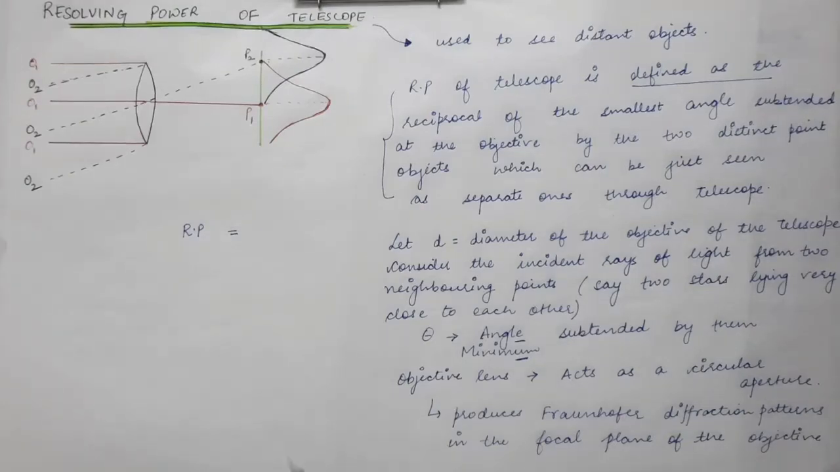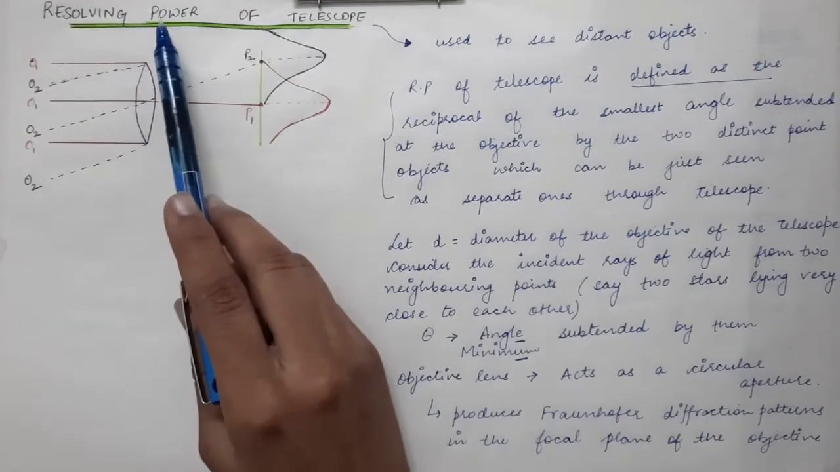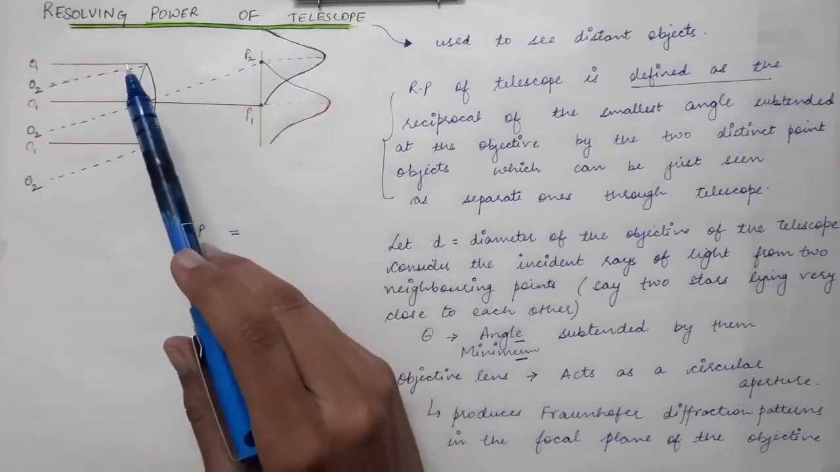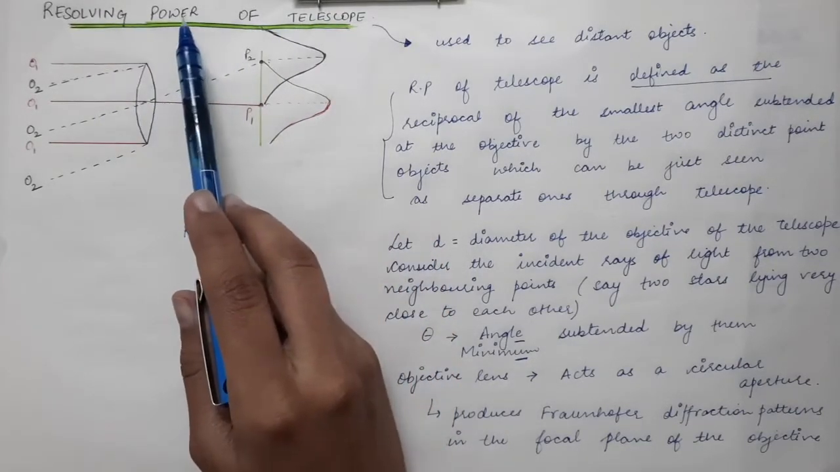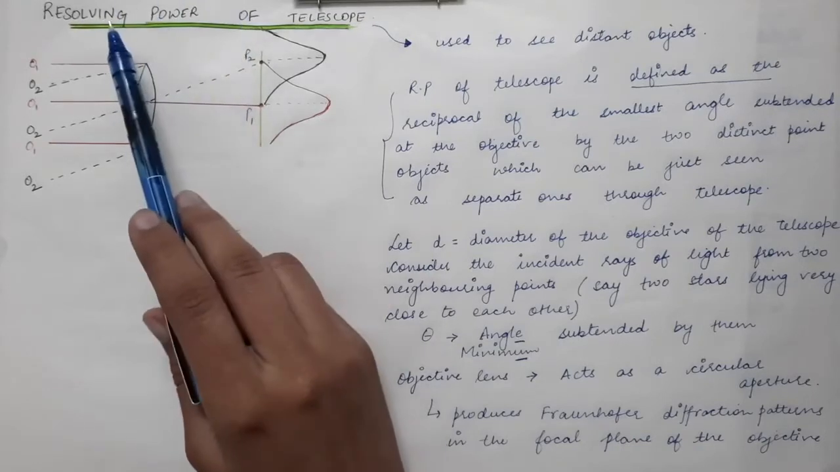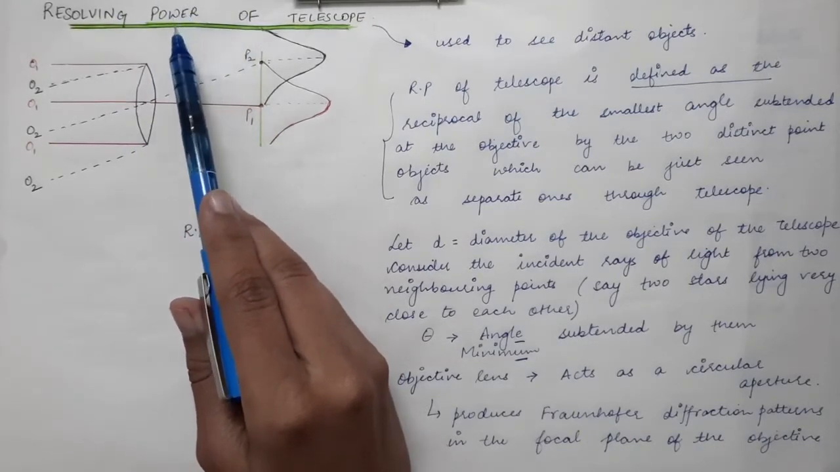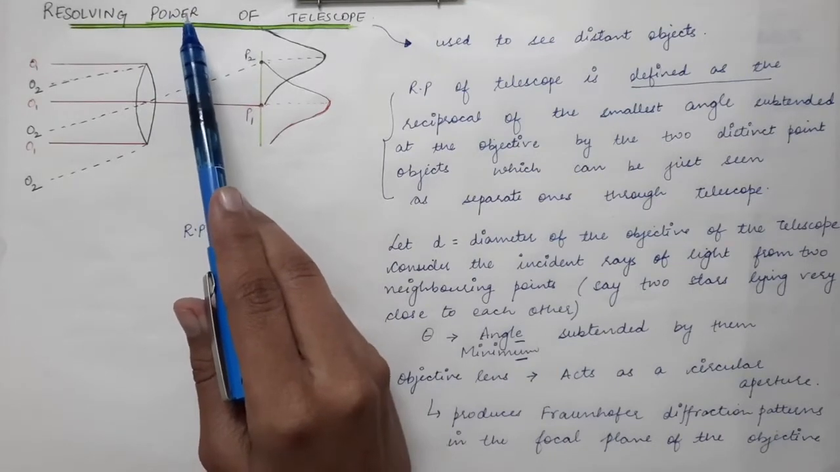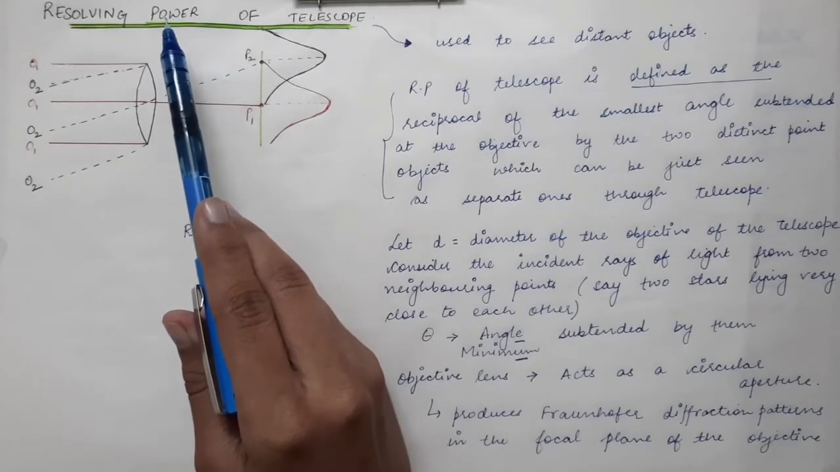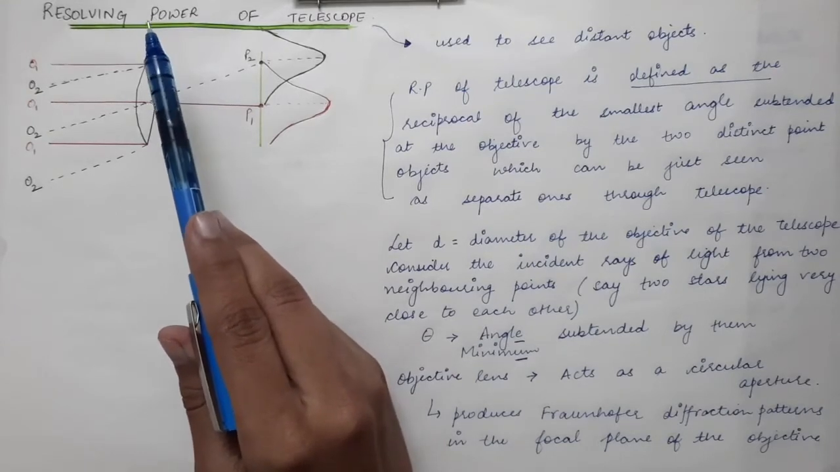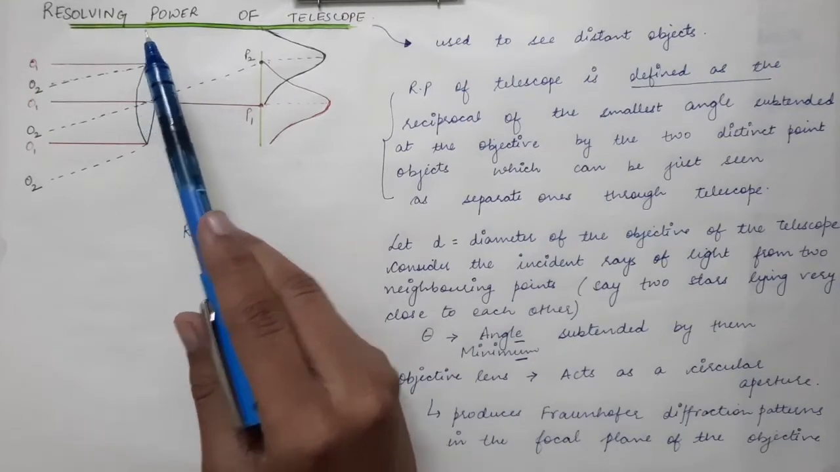In the next lecture, we are going to discuss the resolving power of a telescope. In the previous lecture, we discussed the concept of resolving power of any optical instrument. The resolving power of any optical instrument is defined as the ability of that particular optical instrument to resolve the images of two close objects or two closely spaced wavelengths.